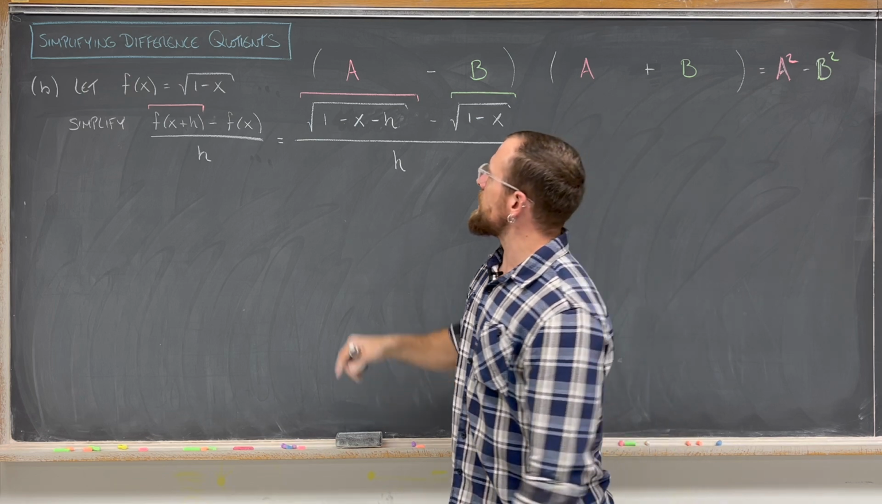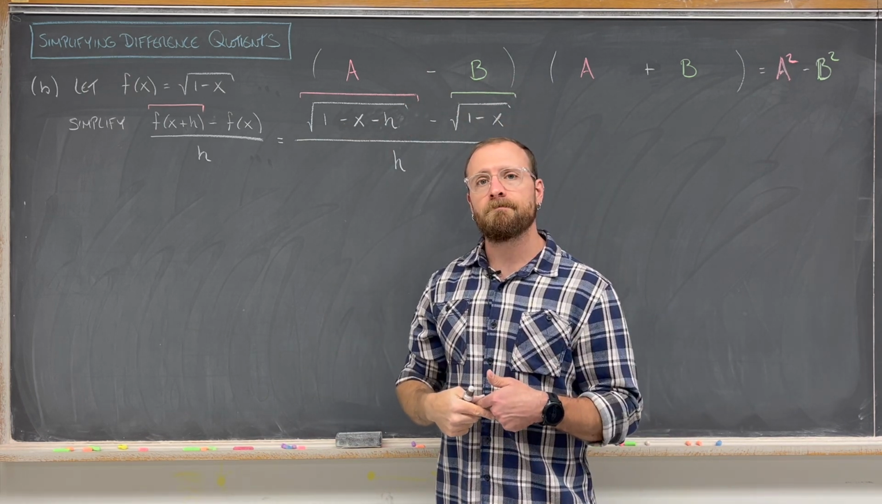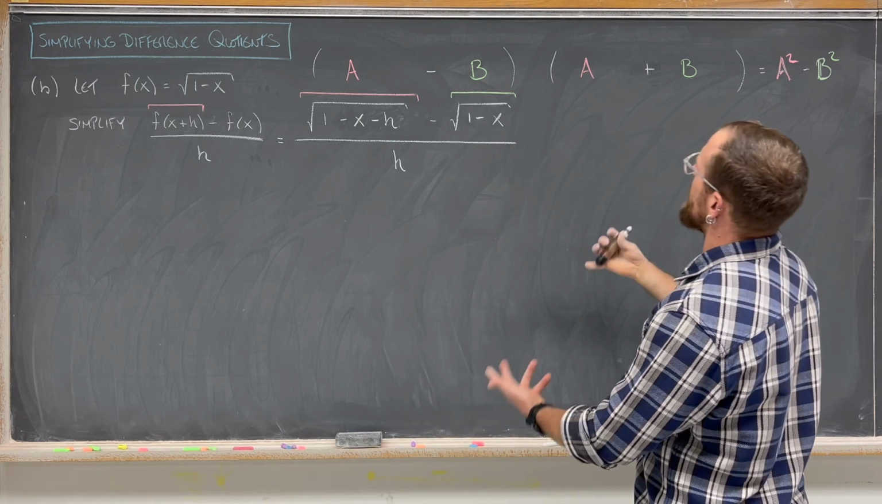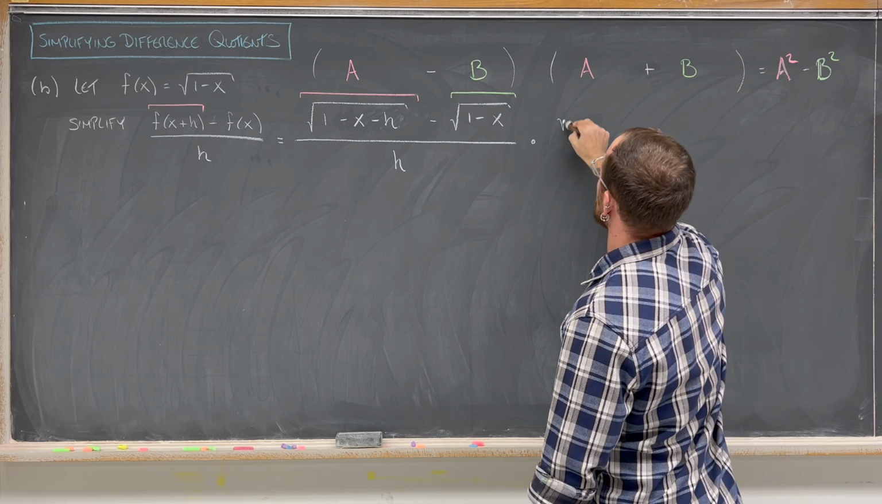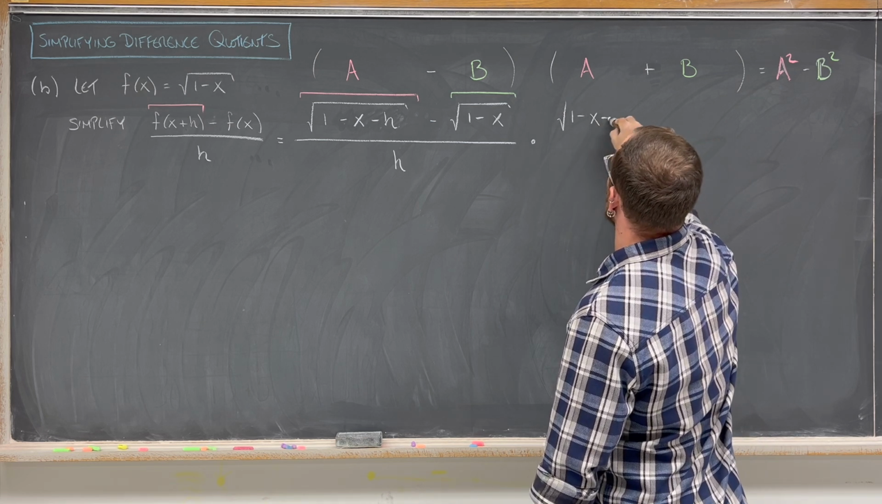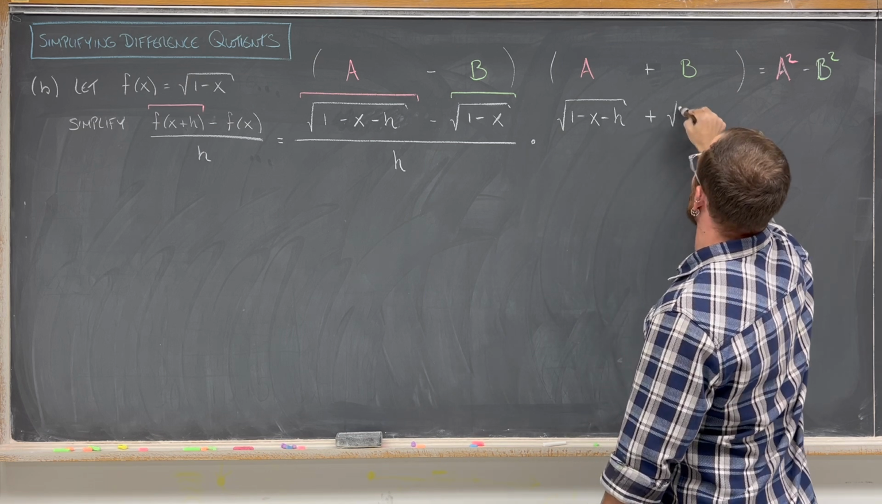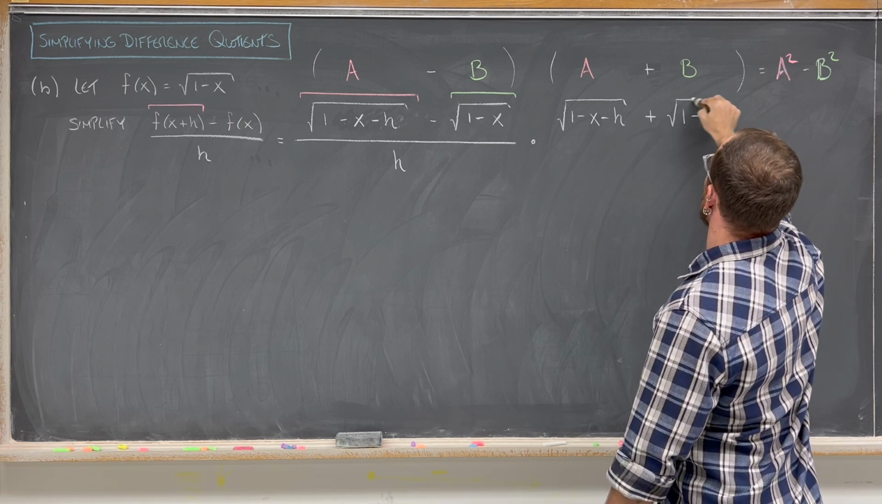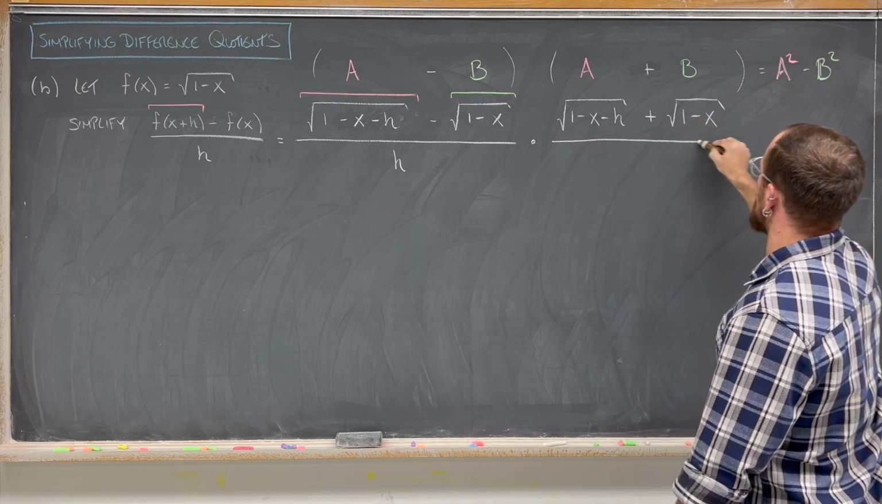So it would result in squaring this and squaring that, and that would get rid of the square roots. Okay? So what would that look like? Well, that would look like multiplying this by the square root of 1 minus x minus h plus the square root of 1 minus x. Okay? And as long as you do that downstairs as well, that's actually a legal move.